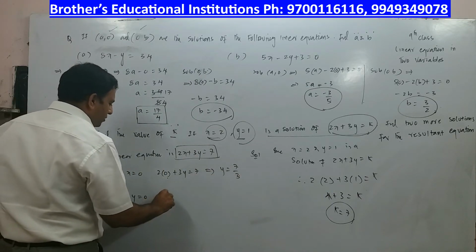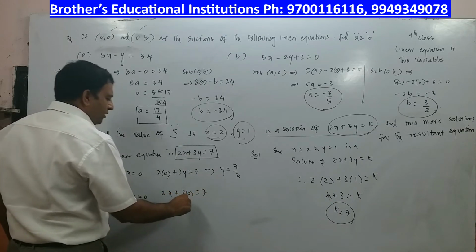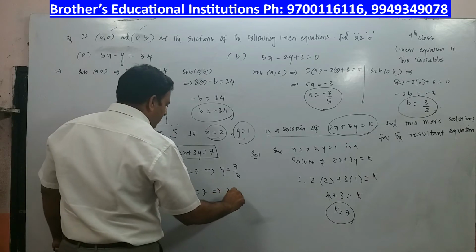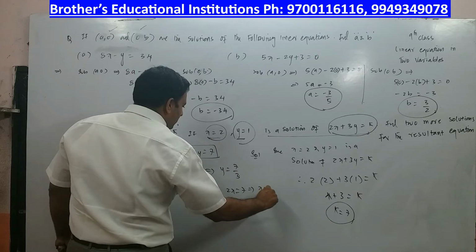Now I will say put y is equal to 0. When you put y is equal to 0, it is 2 into x plus 3 into 0 is equal to 7. 3 into 0 is 0. Now you have 2x is equal to 7 or x is equal to 7 by 3.